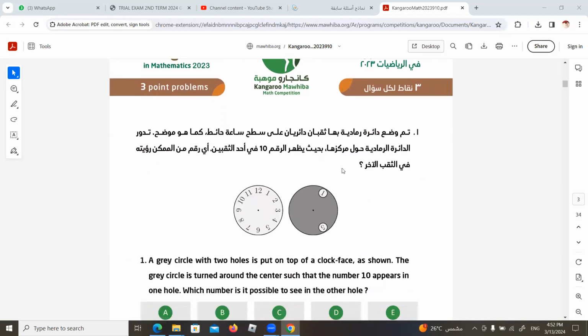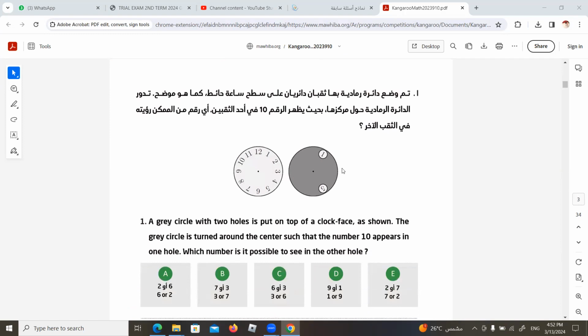In the first problem, as you see, we have a gray circle with two holes put on the top of a clock face. As shown, the gray circle is turned around the center such that the number 10 appears in one hole. Which number is possible to see in the other hole?